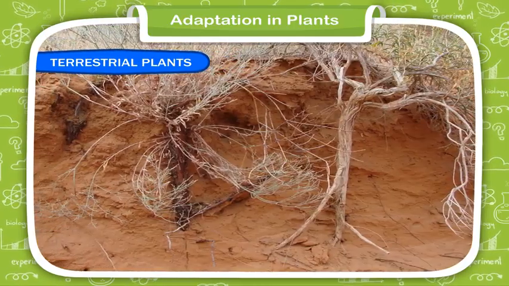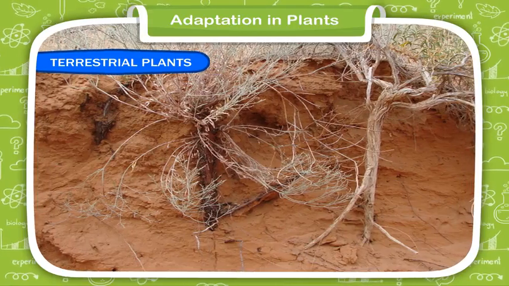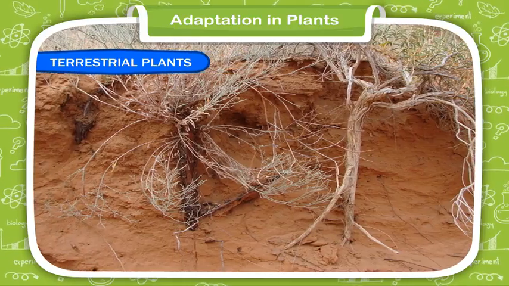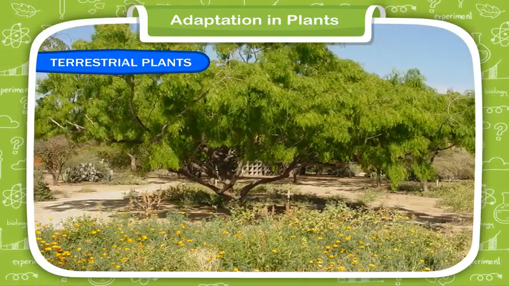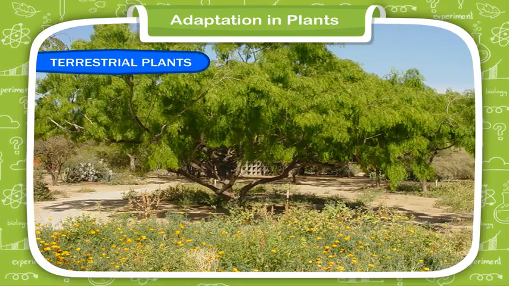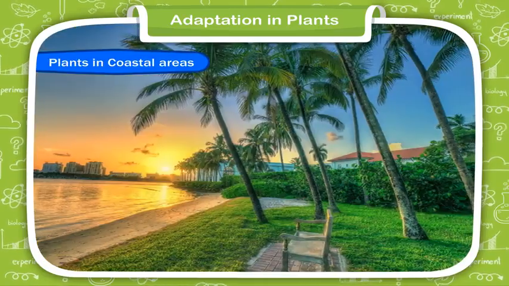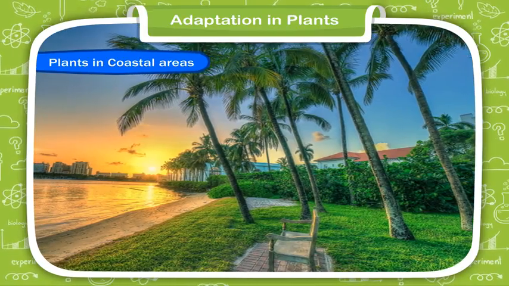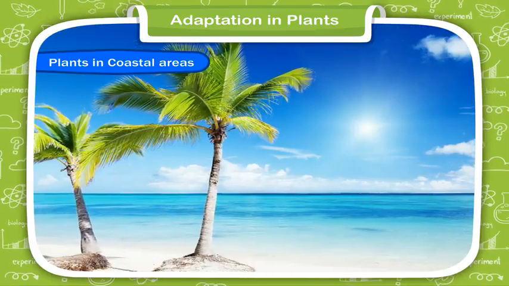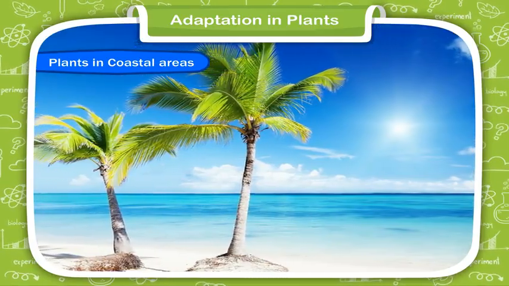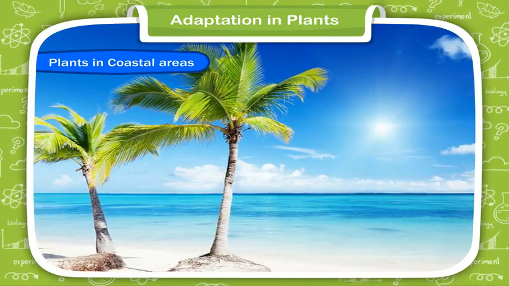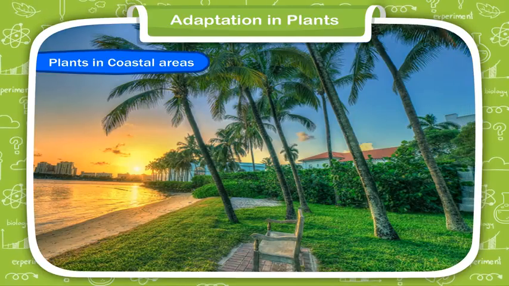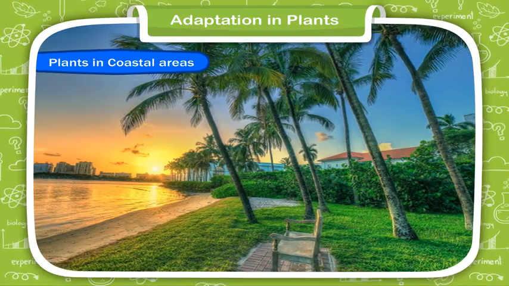The roots of desert plants are able to absorb even very small quantities of available water. The roots of plants such as mesquite bush can grow 20 meters down to reach water. Plants in coastal areas. Plants such as coconut and palms have high water requirements, so they grow in coastal areas. They can grow well in humid areas and salty water. The seeds of these plants are easily carried away by water to far away places.